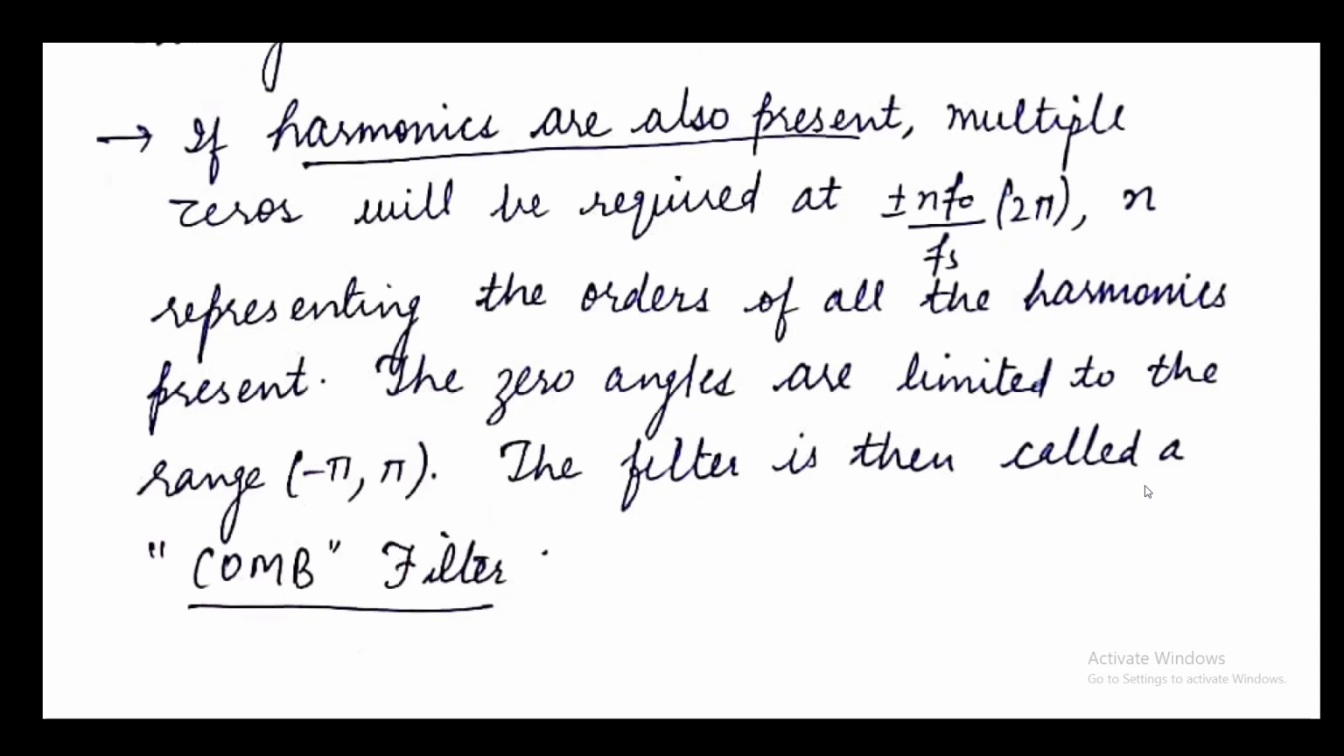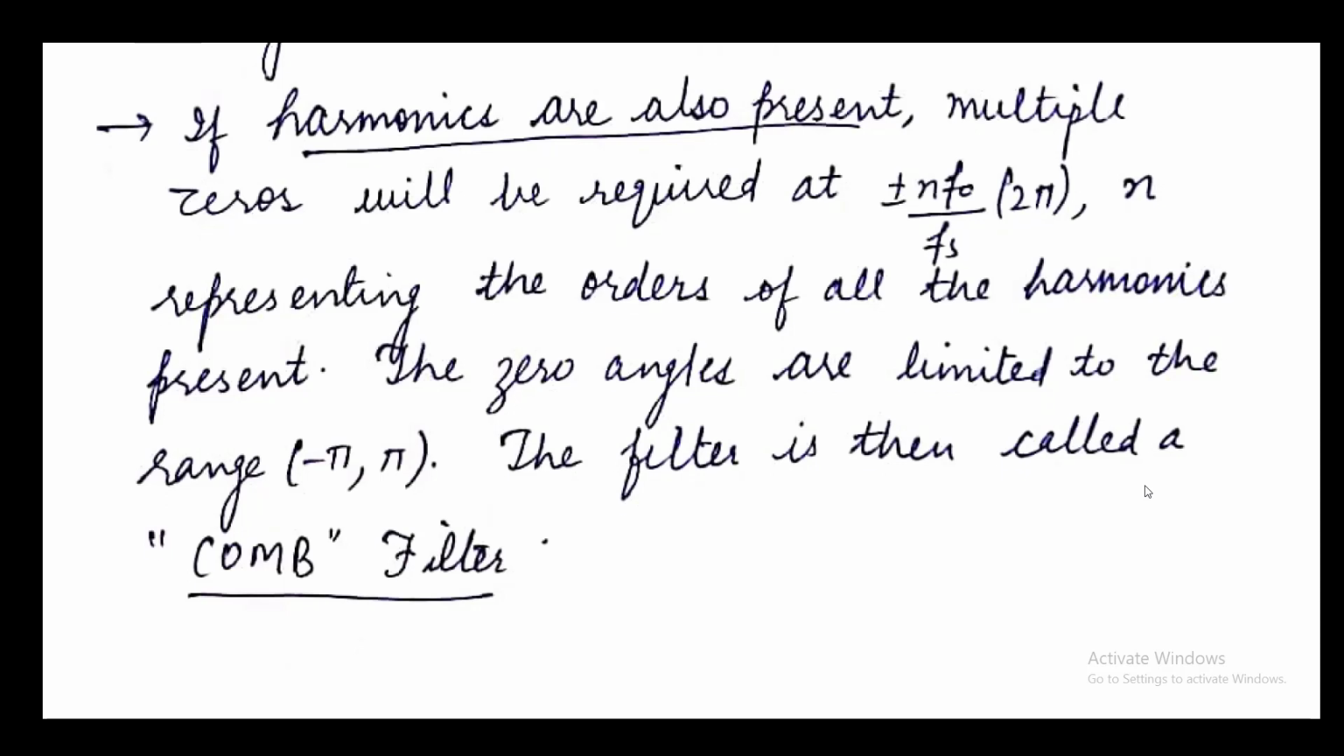So we have two different types of filter: one is the notch filter, the other is the comb filter. We use a notch filter when we want to remove a particular frequency, and a comb filter when we want to remove the particular frequency as well as the harmonics of that corresponding fundamental frequency.